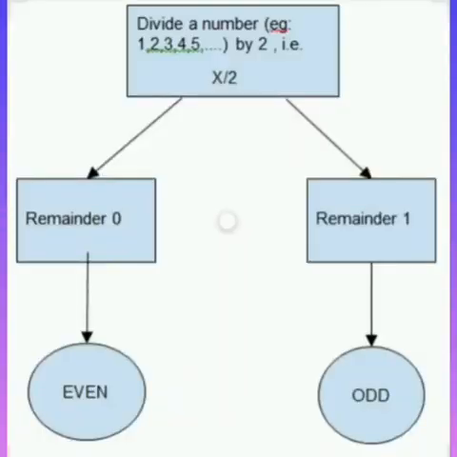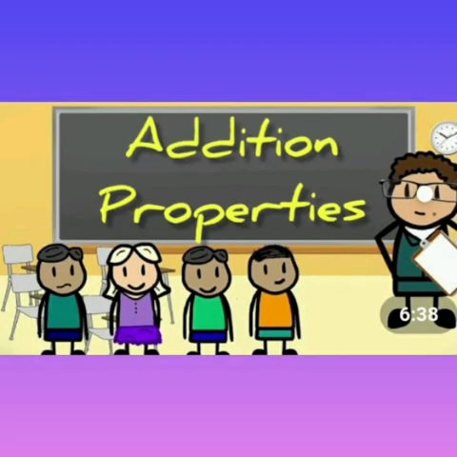Students, whenever we divide any number, say 1, 2, 3, 4, 5 or even 20, 25, 30, 120, by 2 and we are getting the remainder 0, such a number is known as an even number. And if we are getting the remainder as 1 on dividing the number by 2, that number is said to be an odd number. Now we'll be talking about the addition properties of even and odd numbers.